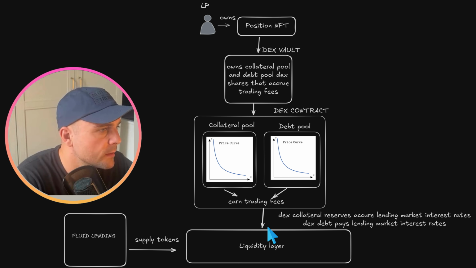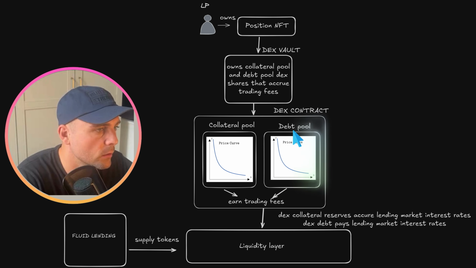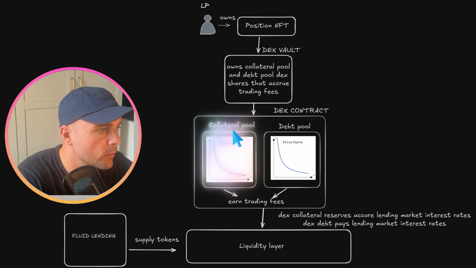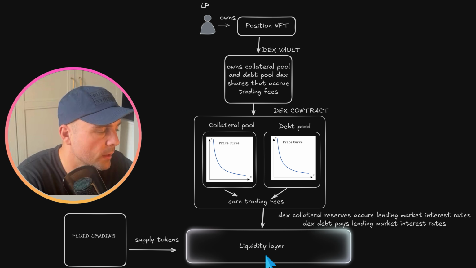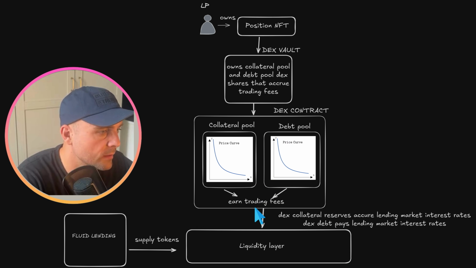So Fluid has this nice dual capital efficiency on the collateral side and on the debt side, in the sense that the collateral earns trading fees and interest rates from the underlying liquidity layer, whereas the debt also earns trading fees but pays interest rates into the liquidity layer. And the fact that debt contributes to this overall DEX liquidity is really unique to Fluid's design.